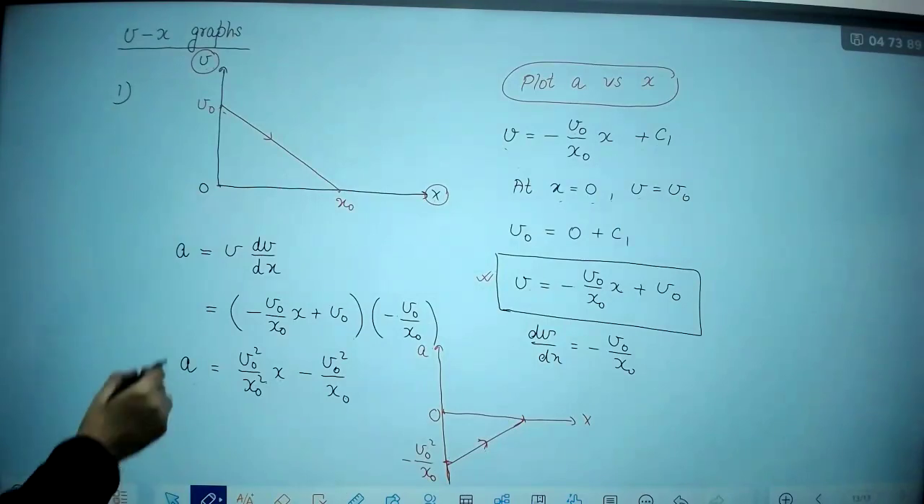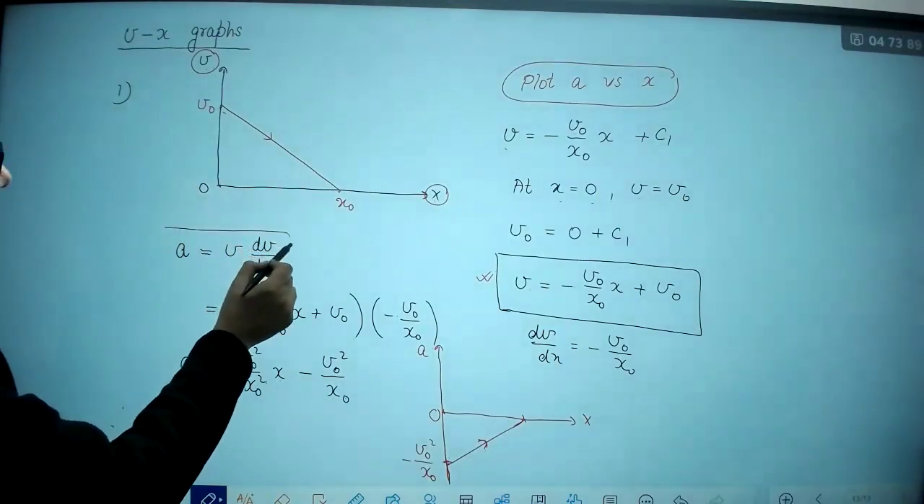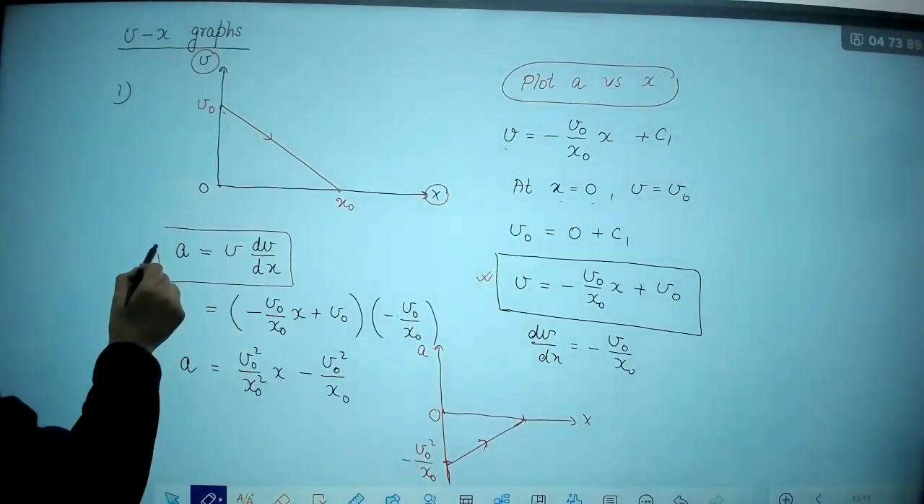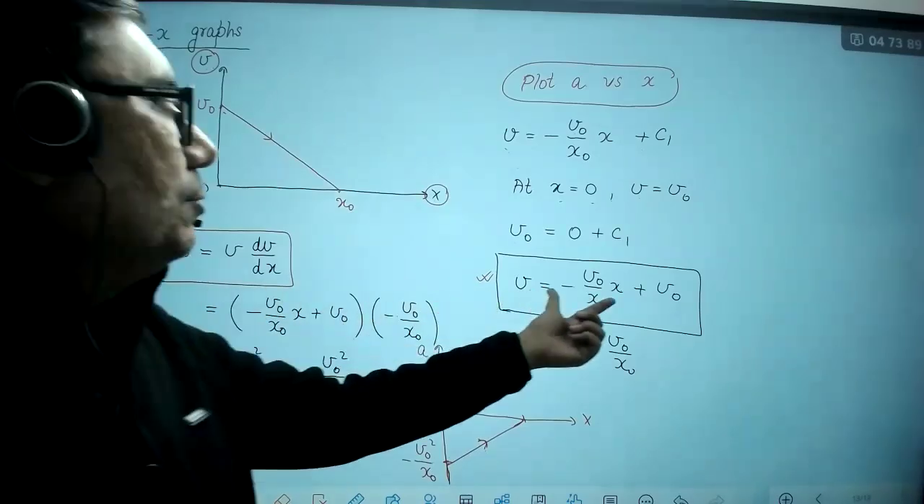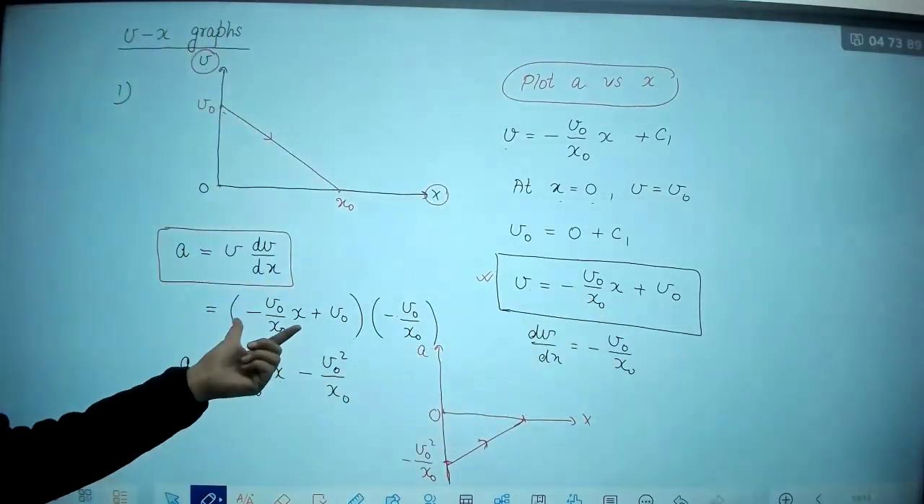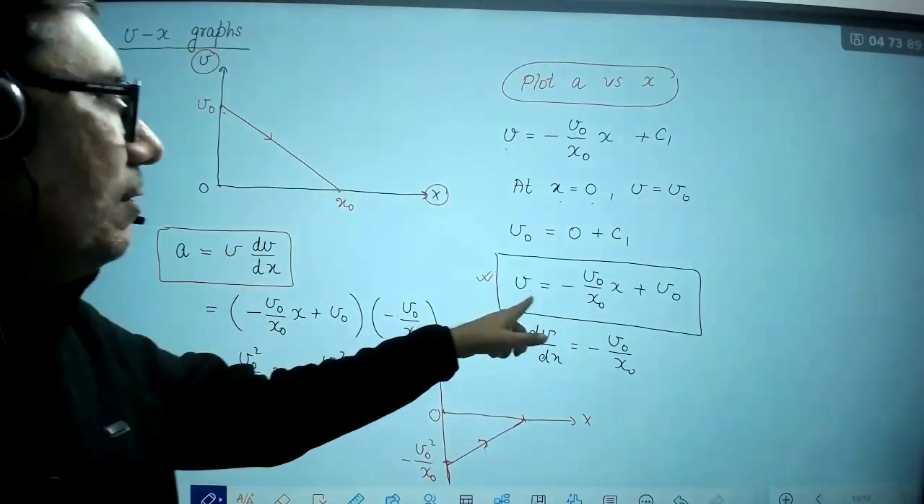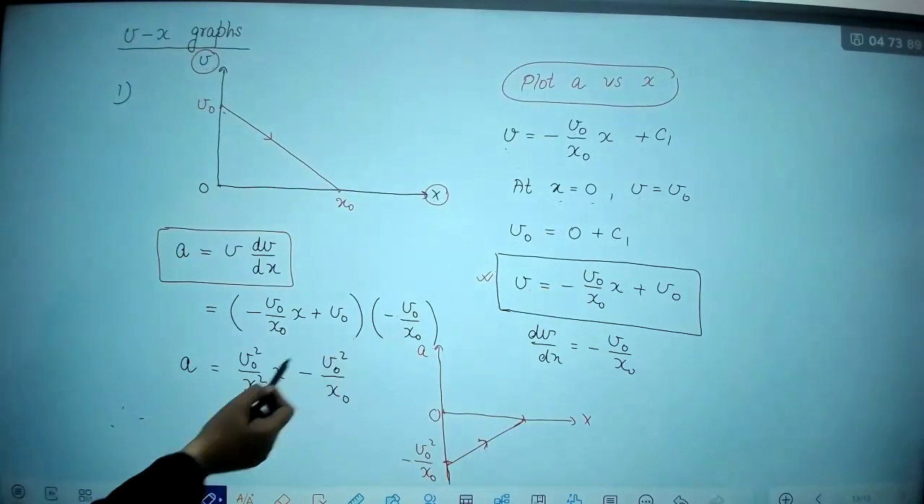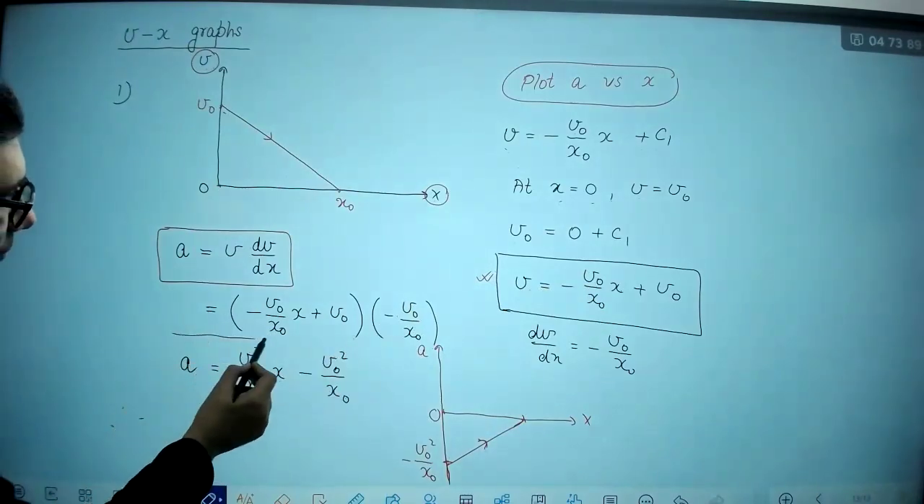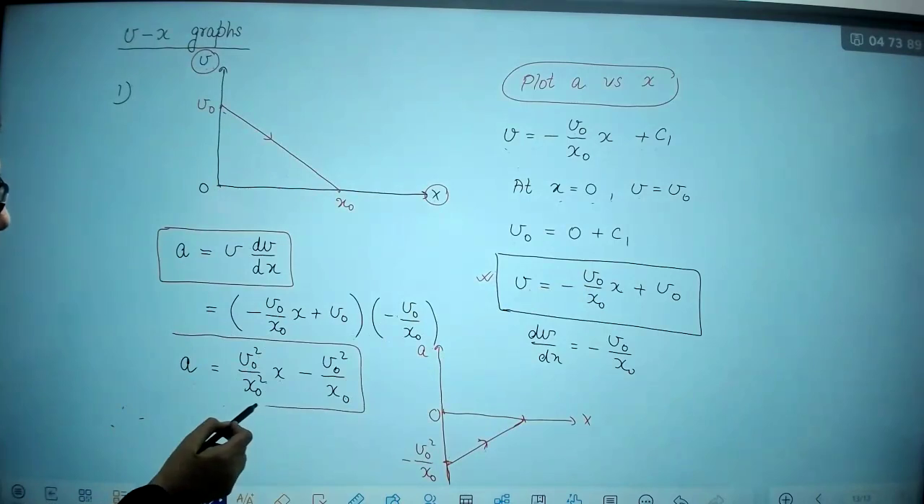What will be the acceleration? One of the formulas for the acceleration is a equal to v dv by dx. In place of v, substitute this one. I substituted here. dv by dx will be minus v naught by x naught. Multiply here, and this will be the equation for the acceleration.